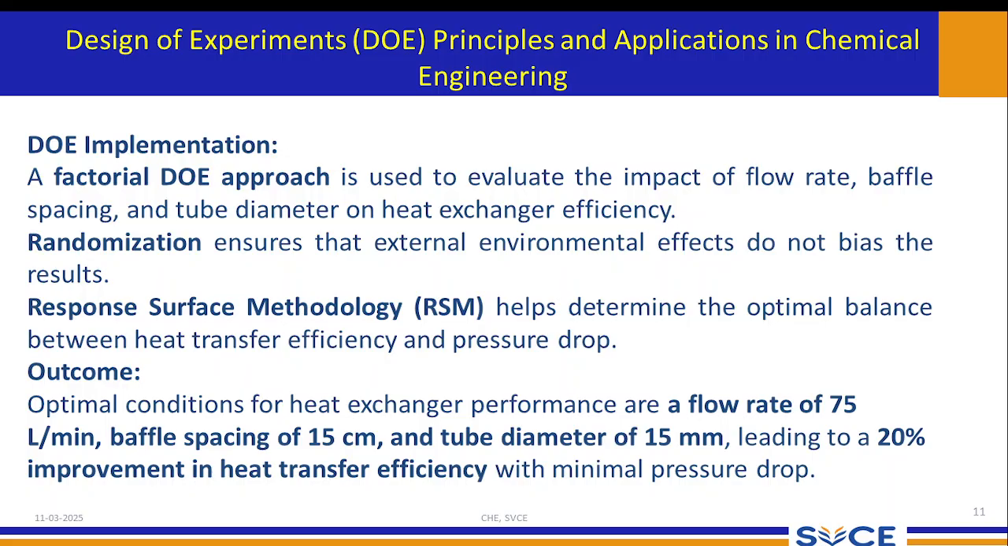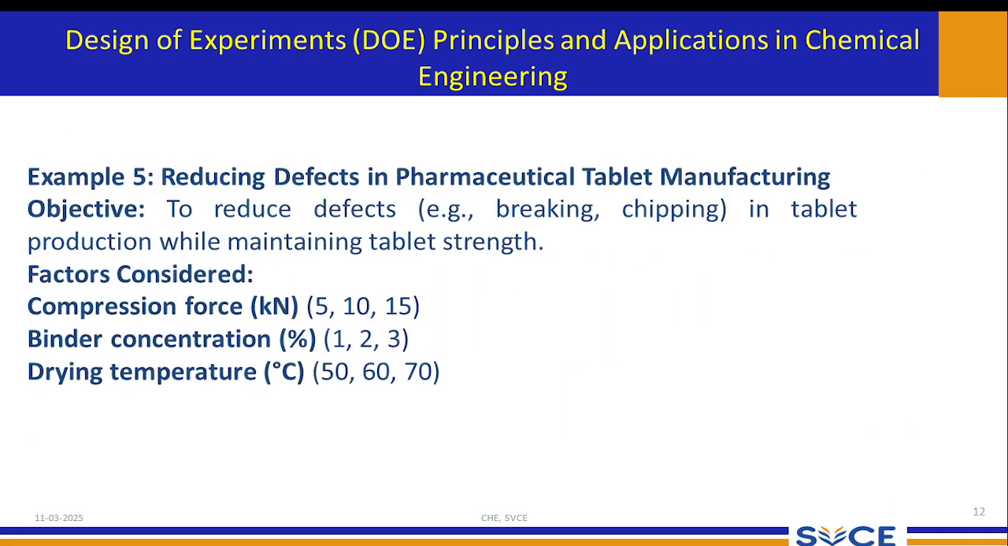So by using the design of experiments, we were able to optimize, and we found that the flow rate is 75 liters per minute, along with the optimum baffle spacing and tube diameter. I will also show you the demo for design of experiments. Okay, this is the last example, so I don't want to explain much. You know already by reading out this problem statement over here.